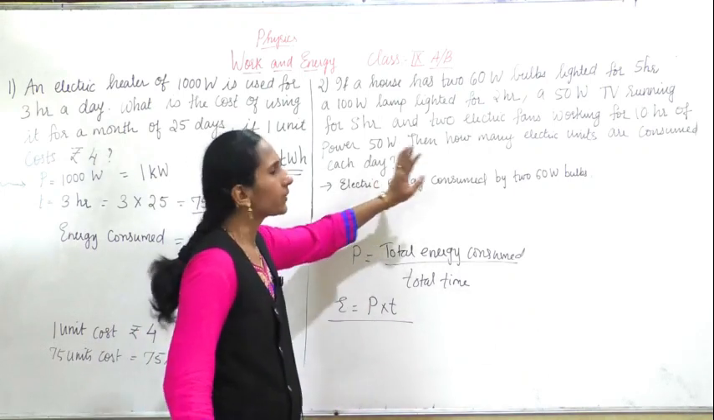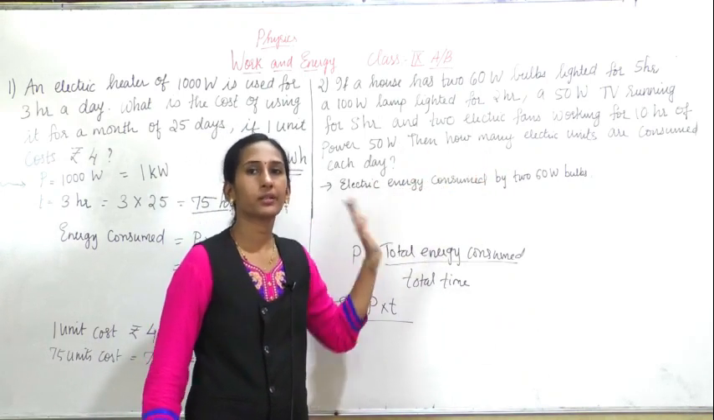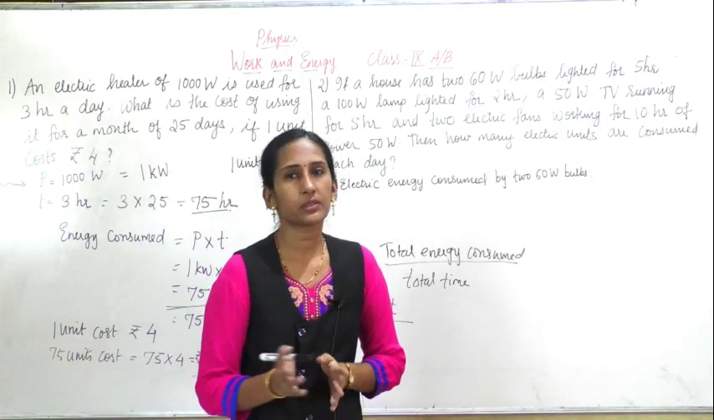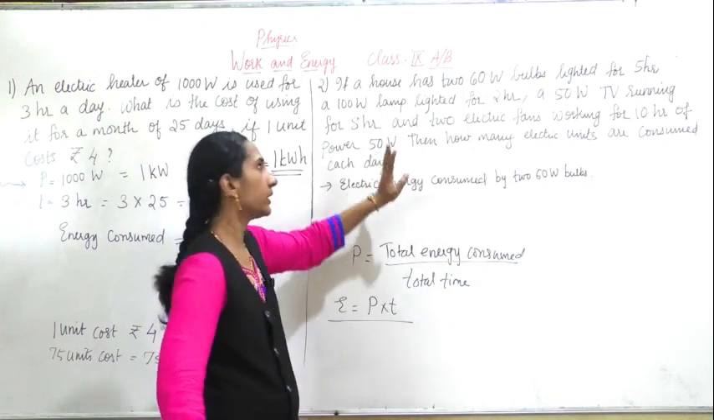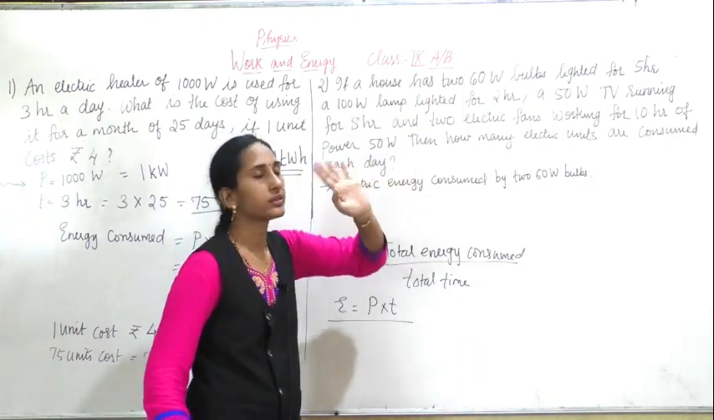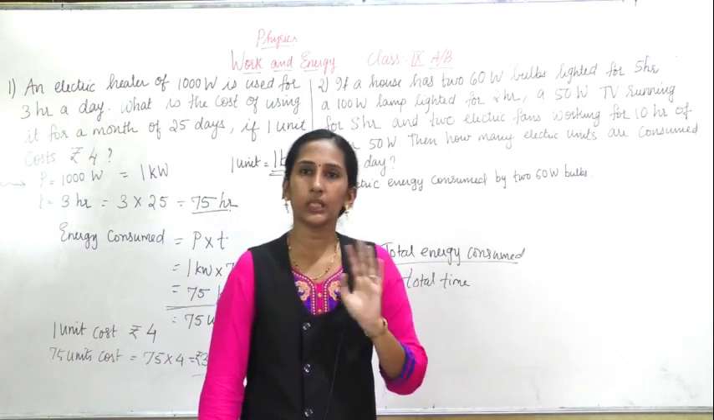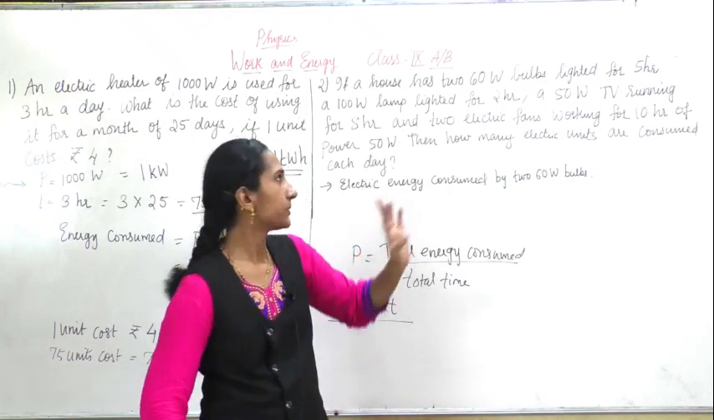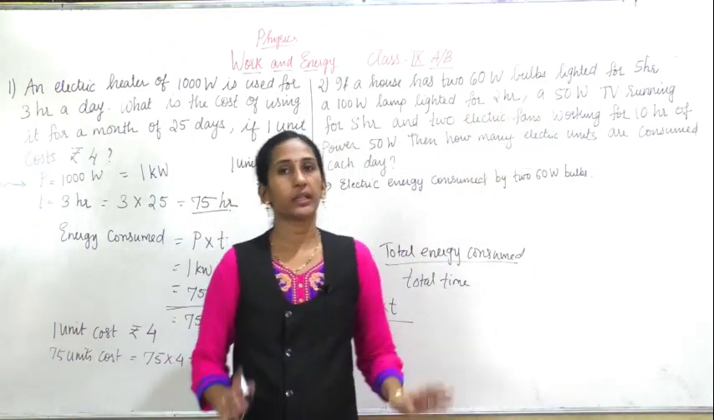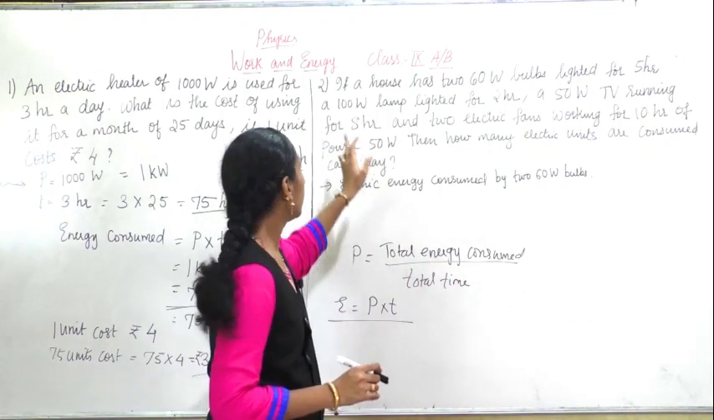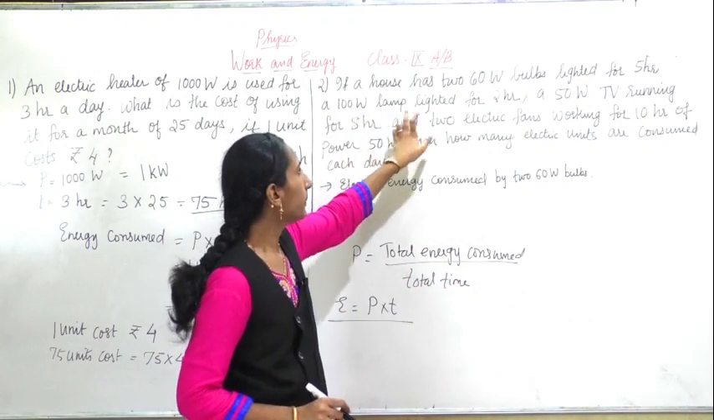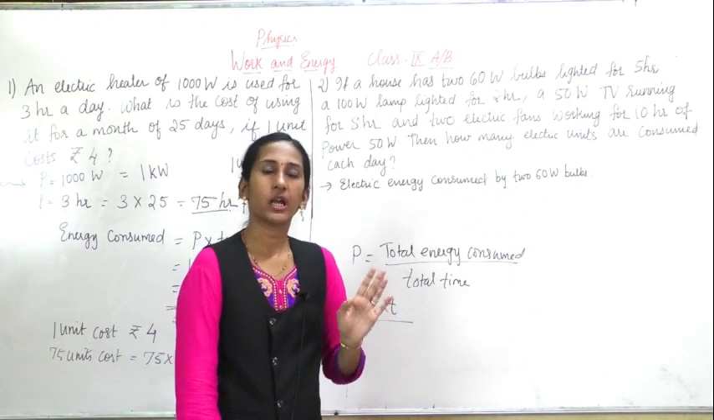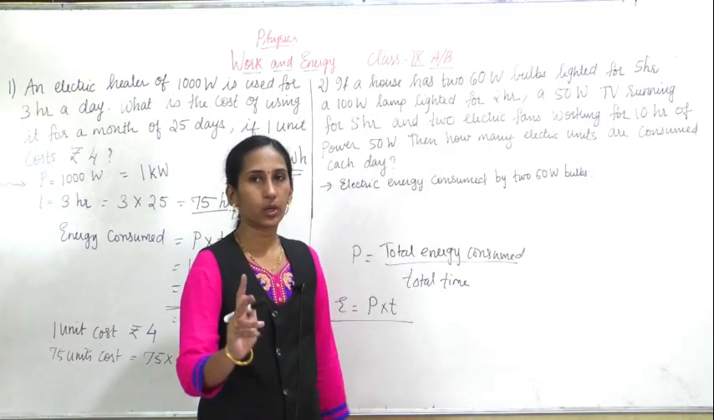Now see, this is a very interesting example and very simple. As you will see, it is a little bit bigger, but it is very simple. Just try to understand here. This is your everyday household example. If a house has two 60-watt bulbs, in a house there are two bulbs, and both are 60-watt bulbs, lighted for 5 hours. A 100-watt lamp lighted for 2 hours. A lamp is there of power 100 watt and it is lighted for 2 hours.